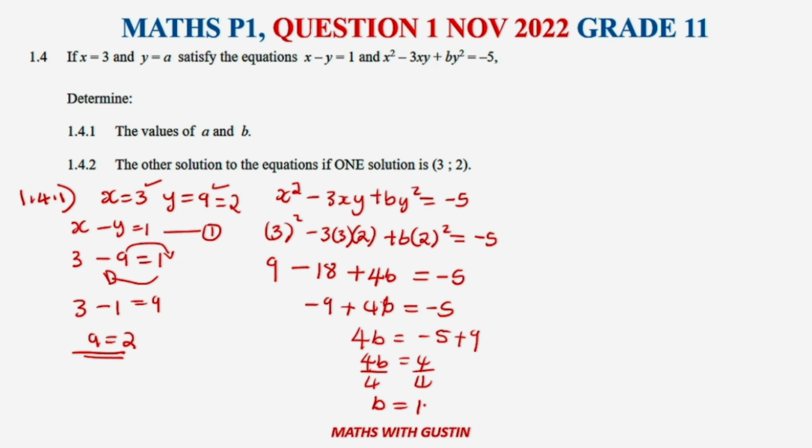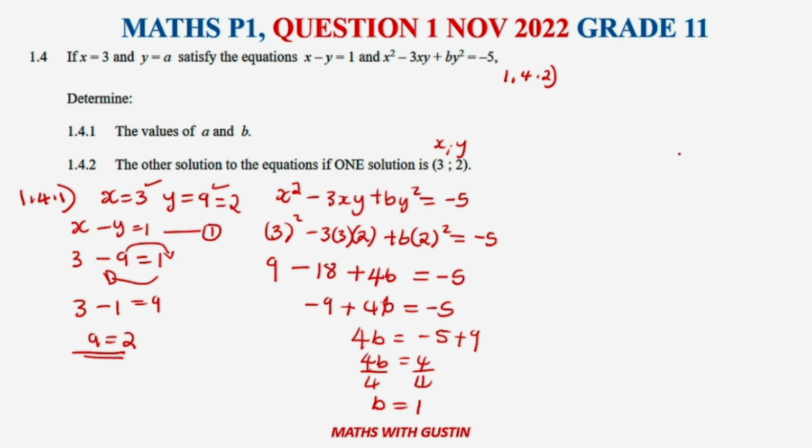Okay, great stuff. Now we already know the value of a and b, and then the next question says that we need the solution to the equation, if one solution is 3, this 3 is x, and then this other one is y. All right, okay, so 1.4.2.